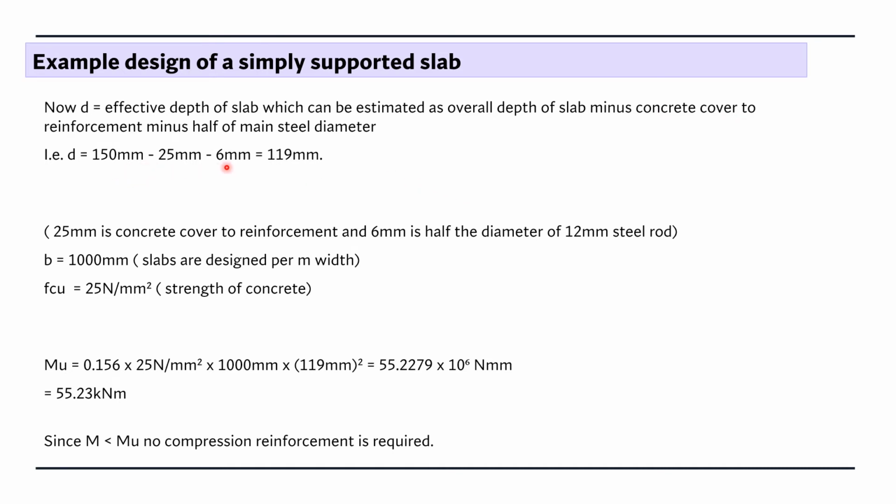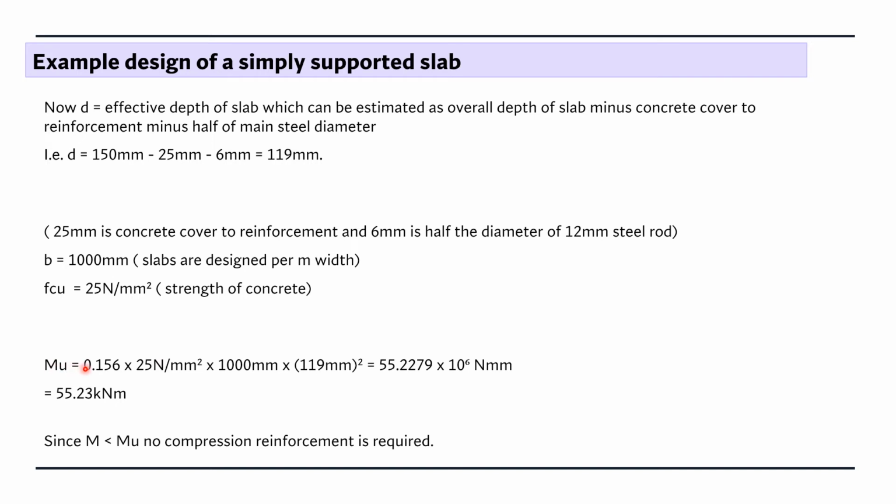And when we use that, assuming we are using a main steel of 12 mm, we get 119 millimeters. Remember, this 150 refers to the overall slab thickness, 25 mm is the concrete cover to the reinforcement, and 6 mm is half the diameter of the main steel reinforcing bar. So we have explained it here. b is equal to 1000 millimeters. Slabs are designed per meter width, and fcu is equal to 25 Newton per millimeter square, which is the strength of the concrete mix.